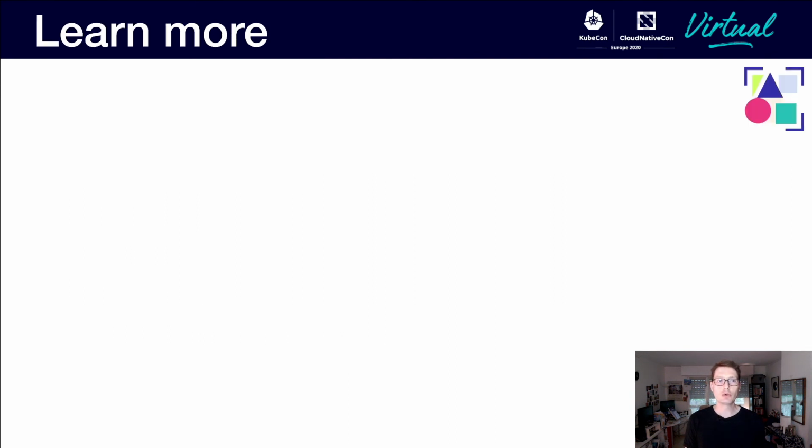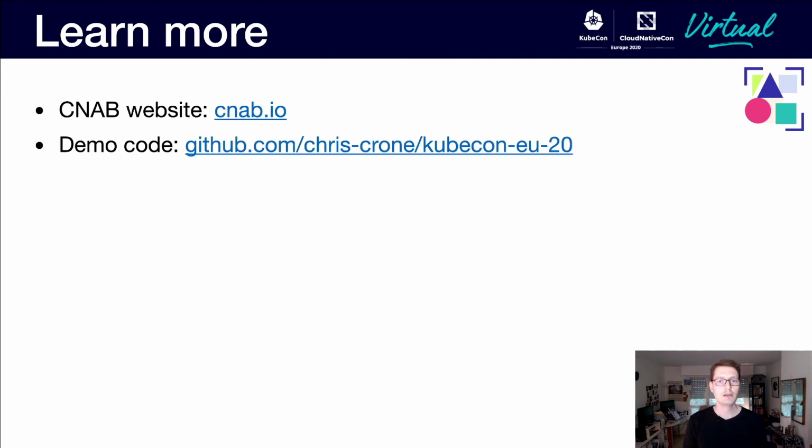If you'd like to learn more about CNAB, I'd suggest you go to these resources. The first one is the CNAB website at cnab.io. My demo code is up on my personal GitHub. Please feel free to clone it and give it a try and let me know if you run into any issues. If you'd like to try out Porter, you just need to go to porter.sh. There's all the instructions you need there to get going.